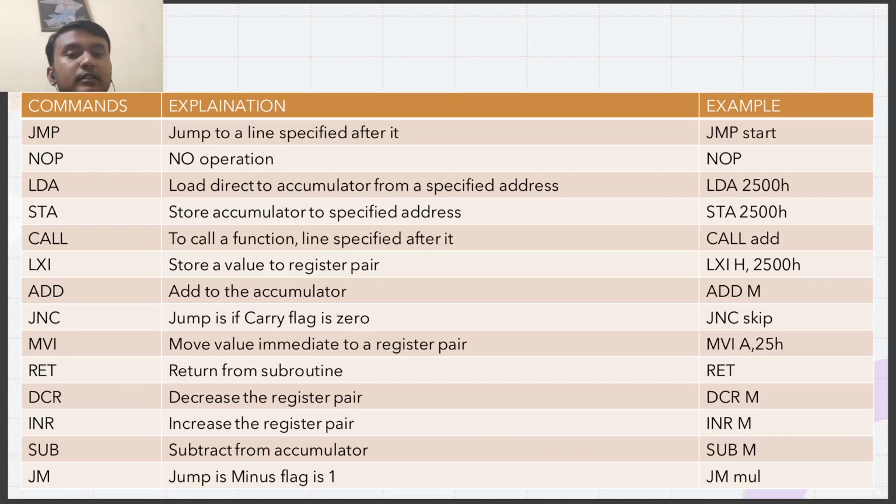Then RET is used when we want to end a particular function. It's used like return from a subroutine. Then DCR is used to decrease the value of a register pair. INR is used to increase the value of a register pair. SUB is used to subtract a value from accumulator. JM is jump when the minus flag is 1.